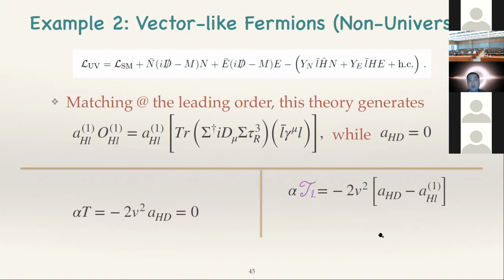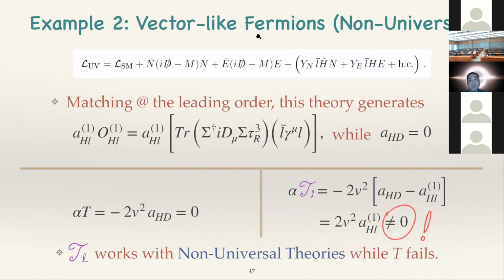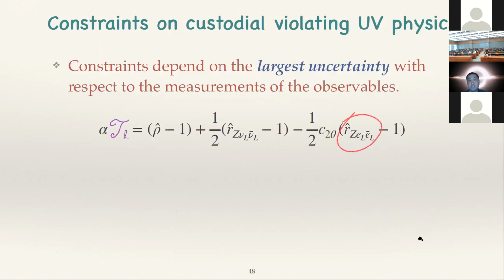Then let me go back to my previous example. That's the vector-like fermions. It's non-universal. So the Peskin T parameter is 0 here, but we know it's a custodial violating theory. Our script T successfully captures the custodial violation here, and so it works with non-universal theories while the original T fails.